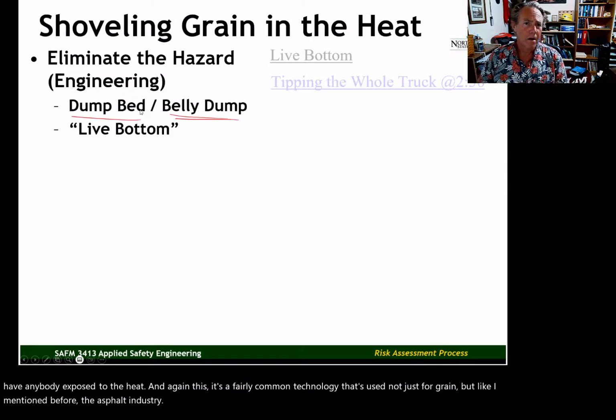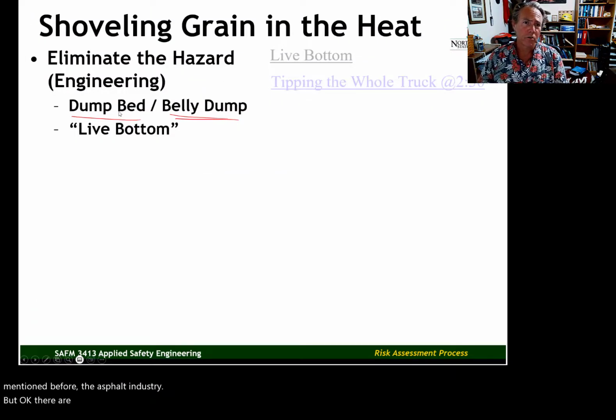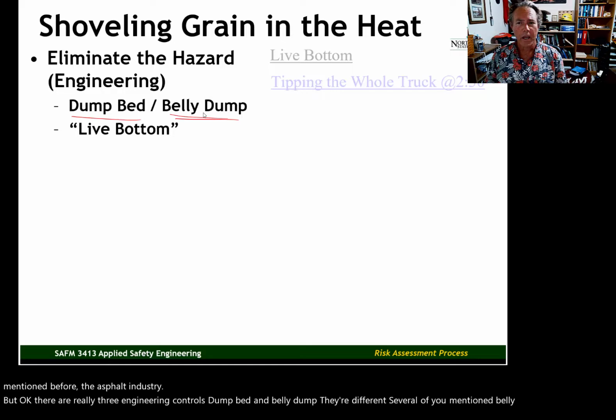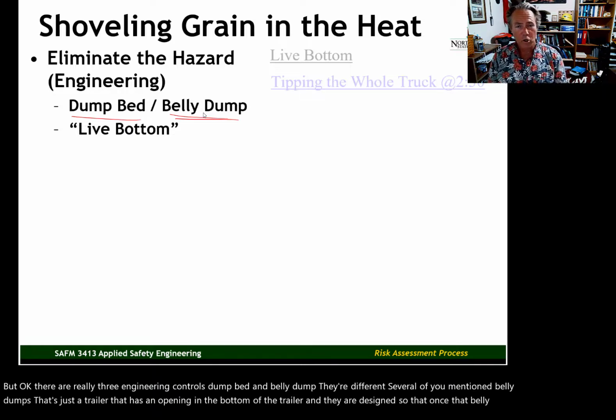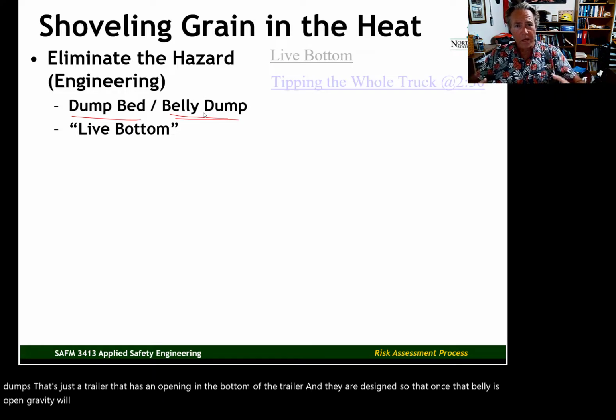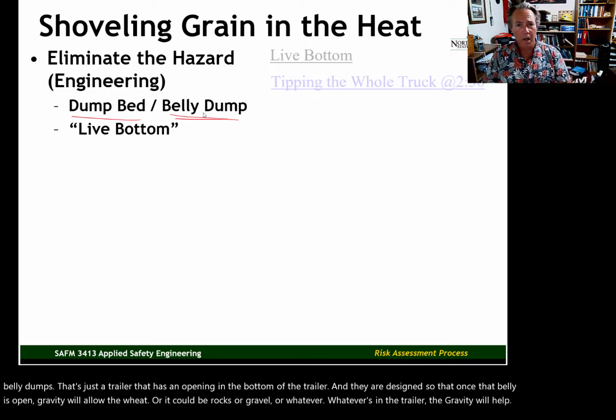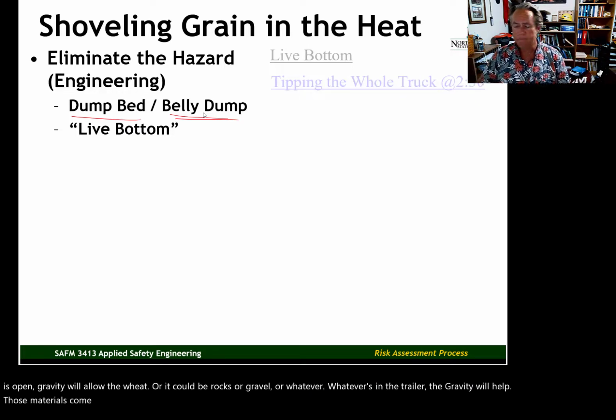But okay, there are really 3 engineering controls. Dump bed and belly dump, they're different. Several of you mentioned belly dumps. That's just a trailer that has an opening in the bottom of the trailer, and they are designed so that once that belly is open, gravity will allow the wheat, or it could be rocks or gravel or whatever's in the trailer, to come out the bottom of the trailer.